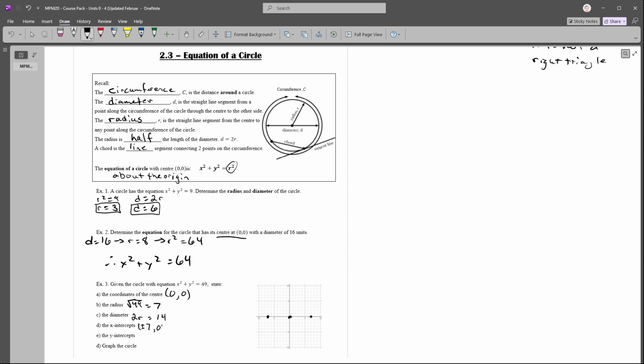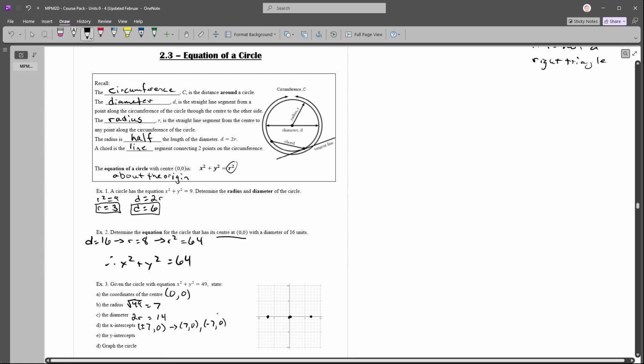The y will still, of course, be 0. So that's actually 2 different points. That's really 7, 0 and negative 7, 0. I just shortened it up to make the writing easier. Similarly speaking, for the y-intercepts, it's the exact same thing. Go 7 out because we have a radius of 7 and 7 below. So now we have the exact same thing. So now we have an x component of 0 and our plus or minus 7 for the radius.